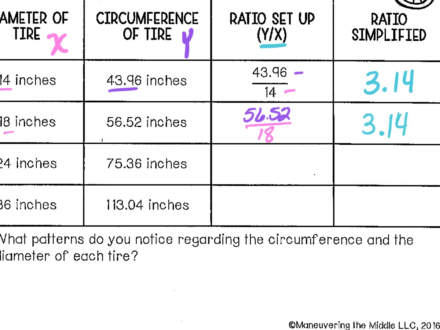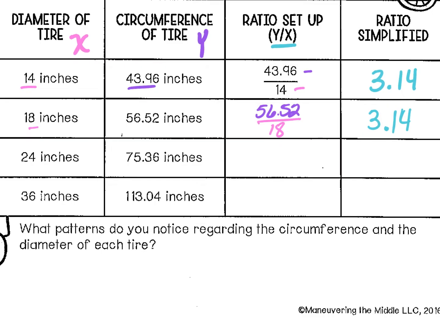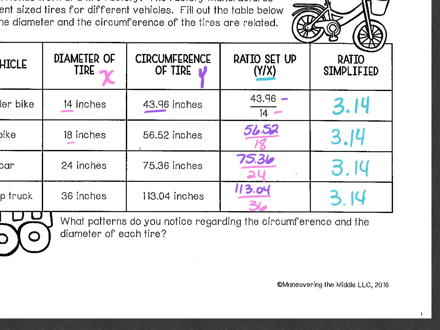Okay, I want you to go ahead and pause here and try the last two. Remember, y divided by x, circumference divided by diameter. Hopefully you noticed that you got 3.14 for each of those when you take the distance around the tire, that's the circumference, and divide it by the diameter, which is the distance across the tire. You get 3.14 each time.